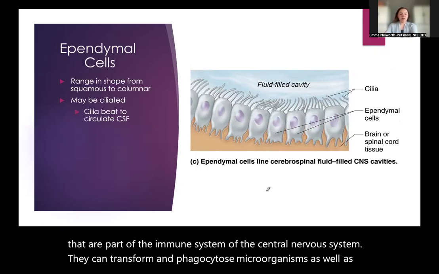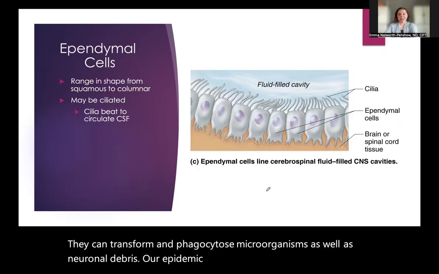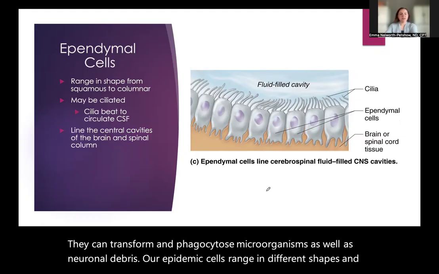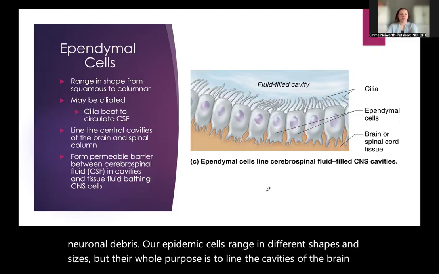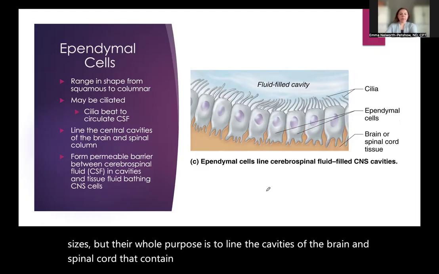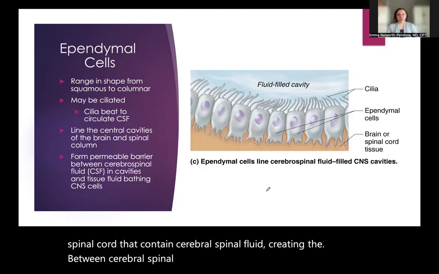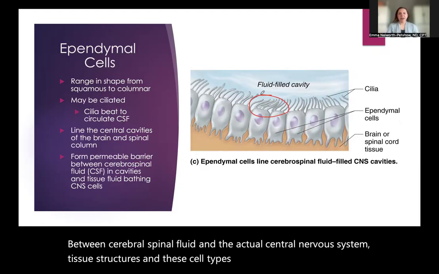Our ependymal cells range in different shapes and sizes, but their whole purpose is to line the cavities of the brain and spinal cord that contain cerebrospinal fluid, creating the barrier between cerebrospinal fluid and the actual central nervous system tissue structures. And these cell types tend to be ciliated to allow for beating or movement of cerebrospinal fluid.